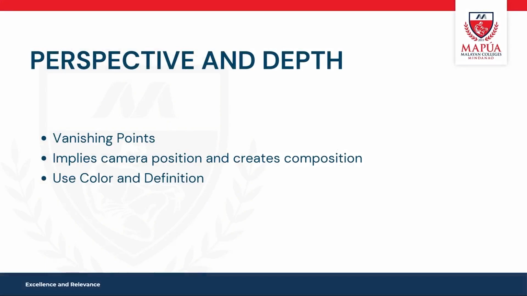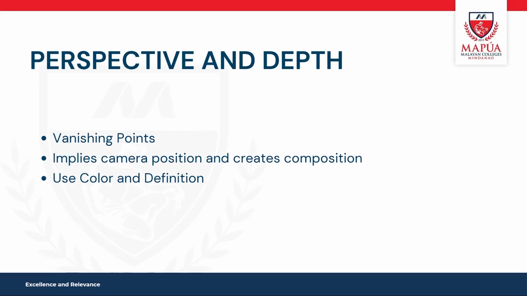Next is the concept of perspective and depth. Perspective and depth rely on the vanishing point. So the vanishing point is where something is way too far for our eyes to see that they eventually vanish. Now, in order to find the vanishing point, you have to establish the horizon line and the different perspective lines.